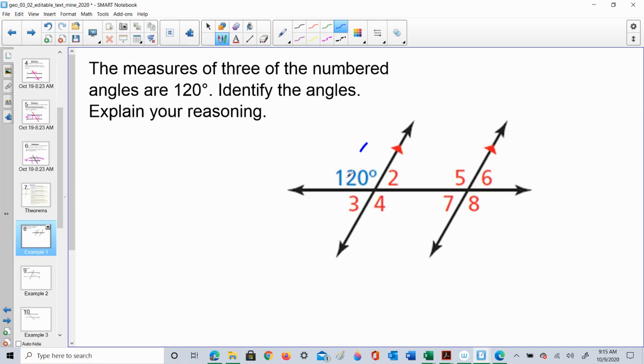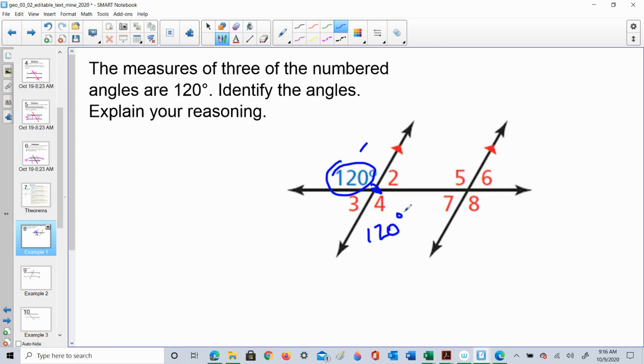So what do you know? We have 120 right over here. Right? What's the first thing we know? Well, what relationship does angle 2 and angle 4 have? Angle 2 and 120 and angle 4. They're vertical angles. Vertical angles are congruent. So this one's 120 degrees as well.